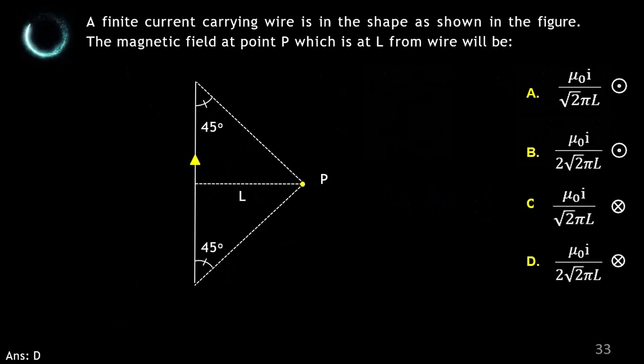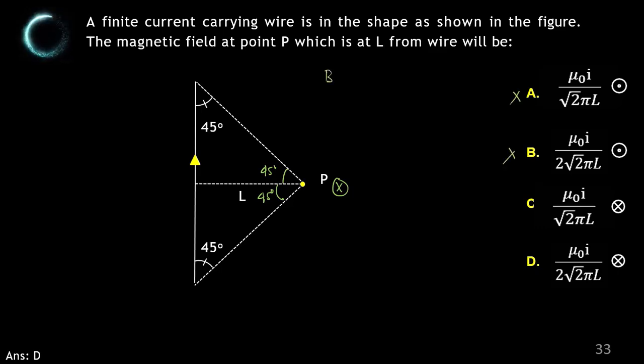Okay, similarly, this is the same situation where the angles are given as 45 and 45. So I can clearly say that this angle is also 45 degrees. This angle is also 45 degrees. Both theta 1 and theta 2 are the same, 45 degrees. And at point P, again the magnetic field is cross. So cross means options A and B are not possible, only options C and D are left.